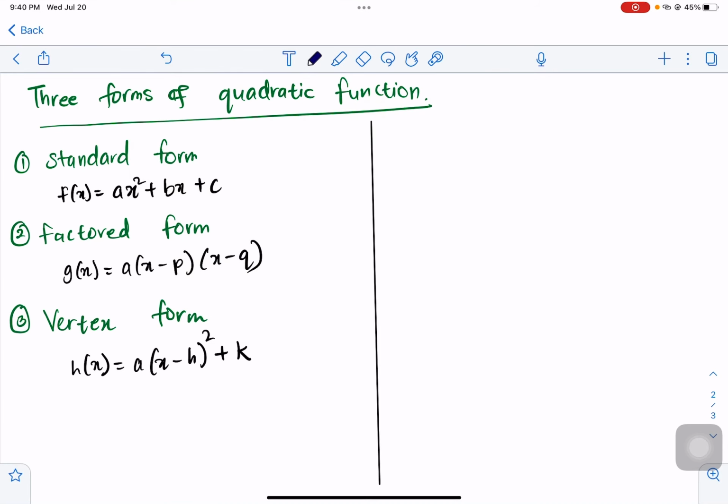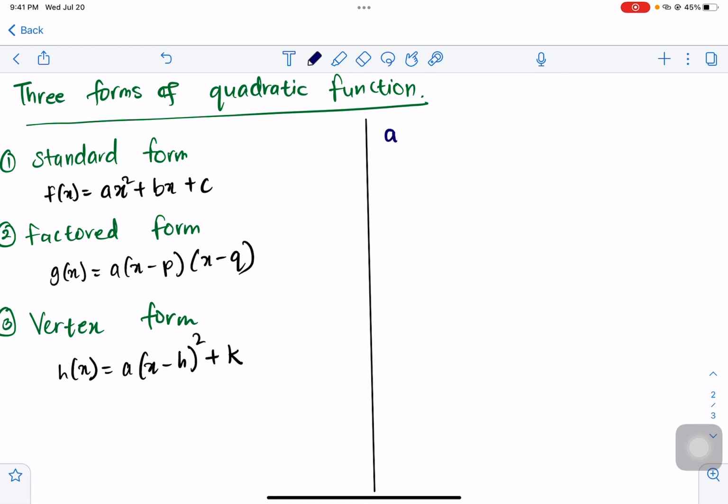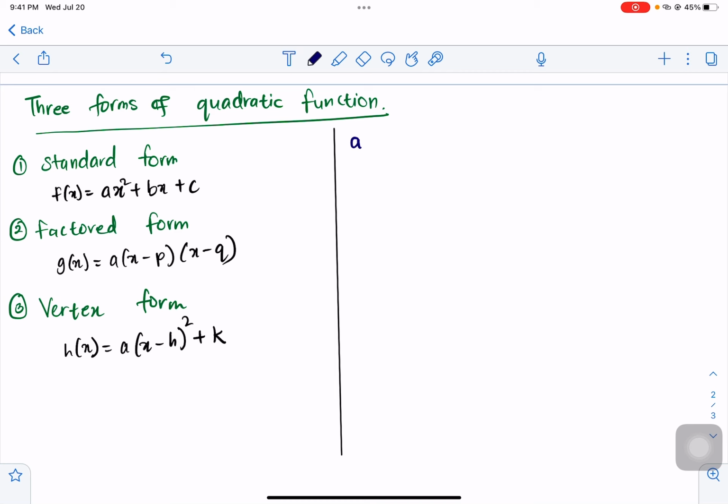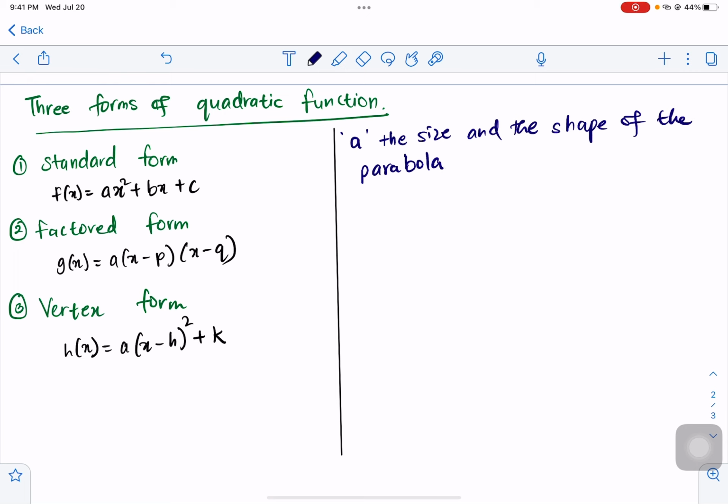Okay, so three forms of quadratic function, and why do you have to remember them in this manner? Because each variable is very significant. Now, when you talk about variable a present in these equations, a represents the size and the shape of the parabola, referencing the parabola of x squared.